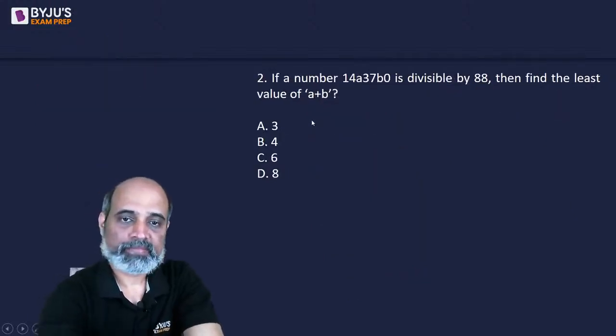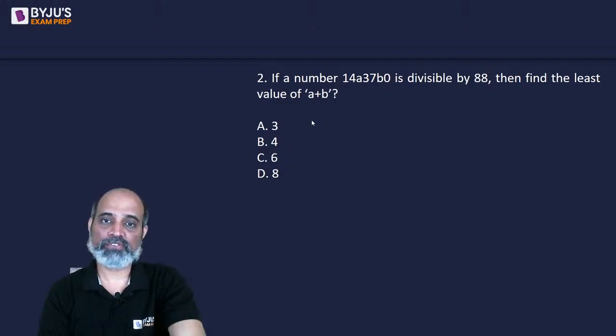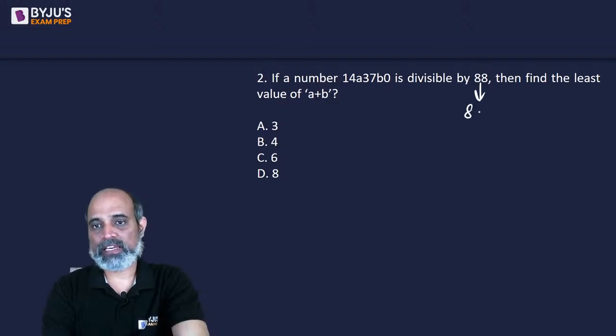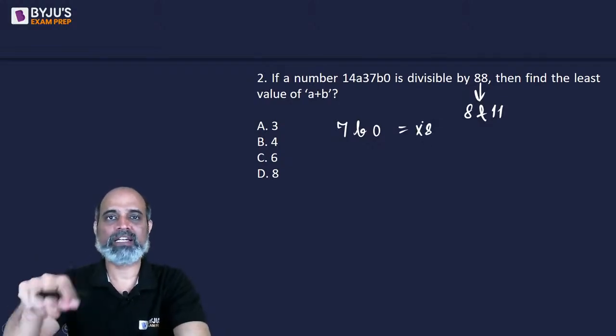Okay. Next question. If a number 14A37B0 is divisible by 88, then find the least value of A plus B. Since 88 would mean 8 and 11, this number is going to be divisible by 8 if 7B0 is in the table of 8. So this is not a cross, this is actually a multiple of 8.